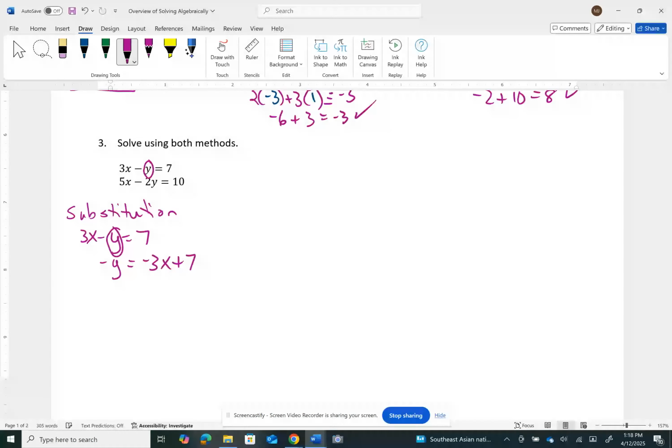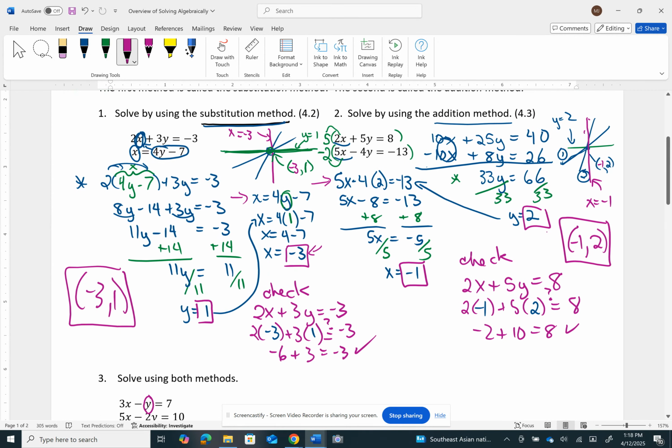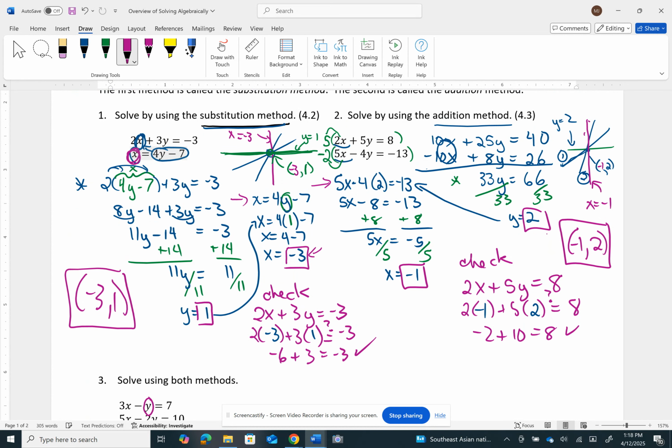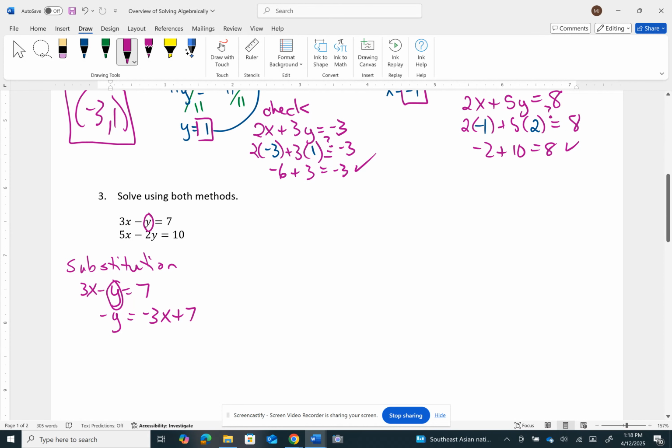So this one's a little different because on this one, one of the variables was already by itself. On this one, one of them wouldn't be too bad to get by itself, so I'm going to work on that. If I want to get the y by itself, I needed to subtract that 3x from both sides, since it was positive.